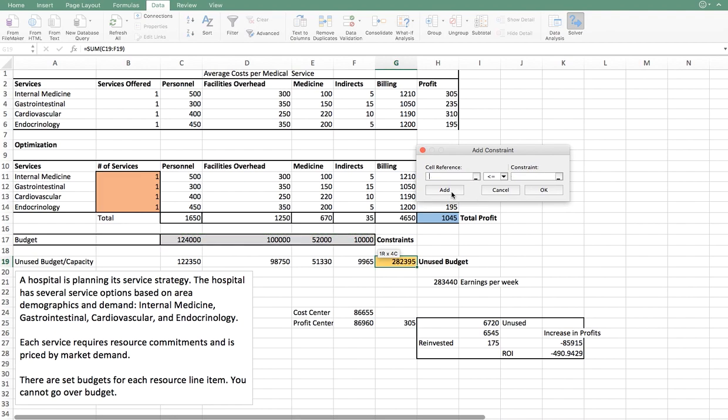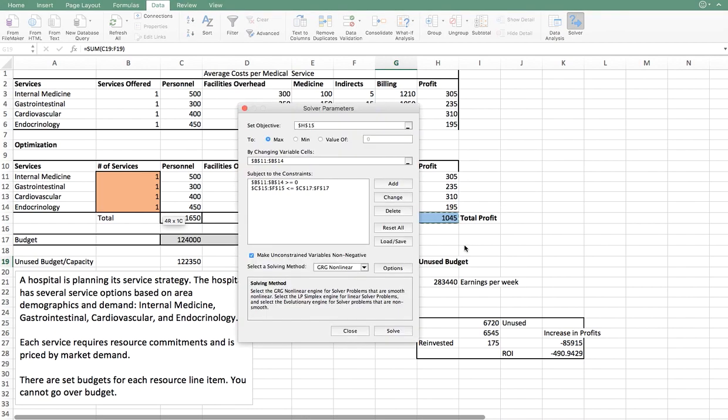And the other one we should add is the fact that you can't have negative numbers. So we'll say these ought to be greater than or equal to 0. Now, Excel does allow you to simply check this box that says make unconstrained variables non-negative, but we'll do it just for redundancy.